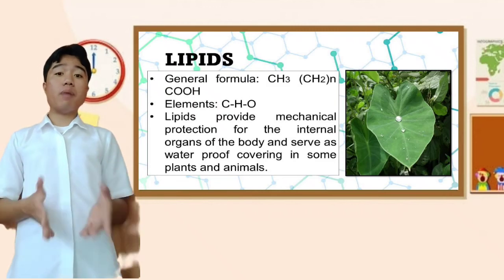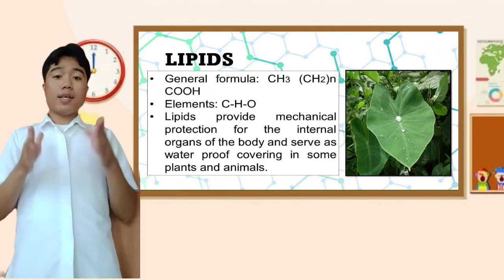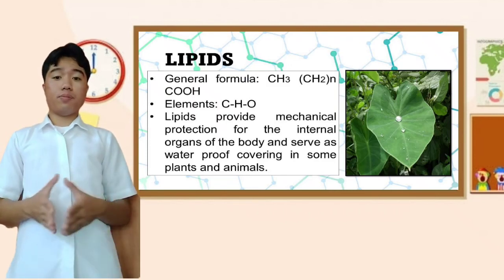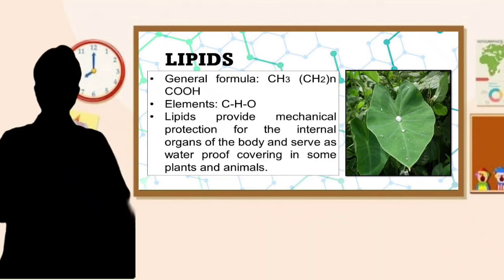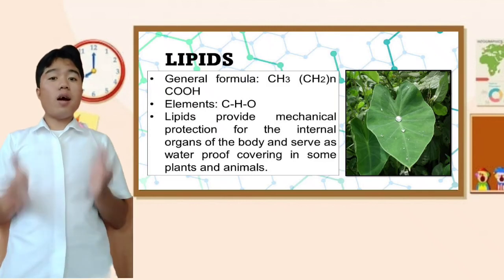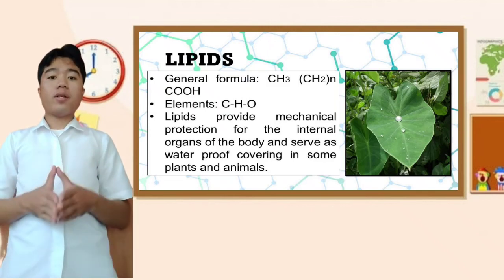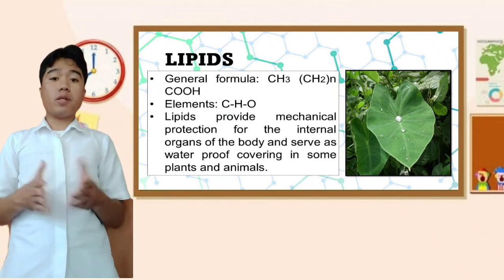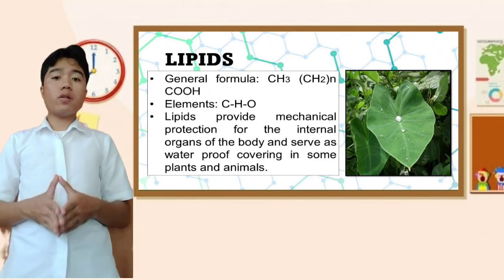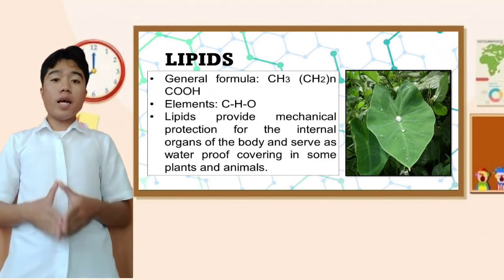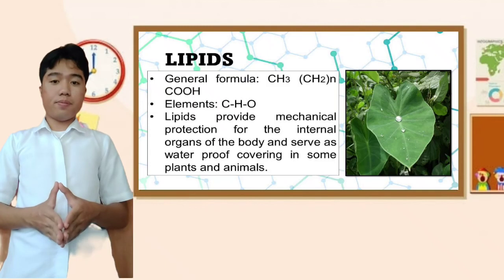The lipids provide mechanical protection for our internal organs, like the kidney. It is surrounded by lipids or fats that serve as the bubble wrap to protect it from injury. These lipids are also used as a waterproof covering in some plants and animals. Just like this plant, the taro plant or the gabi. It has a layer of lipids in its leaves so that it does not absorb much water, because if it absorbs much water, it becomes bloated. So it is important to have lipids in the leaves to balance the water.